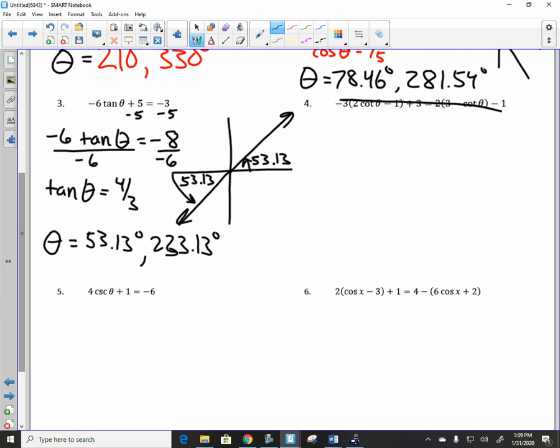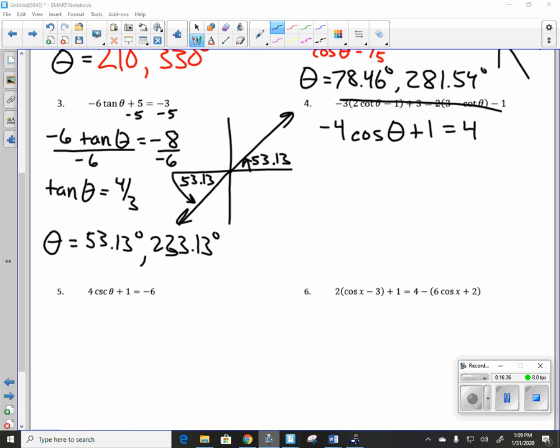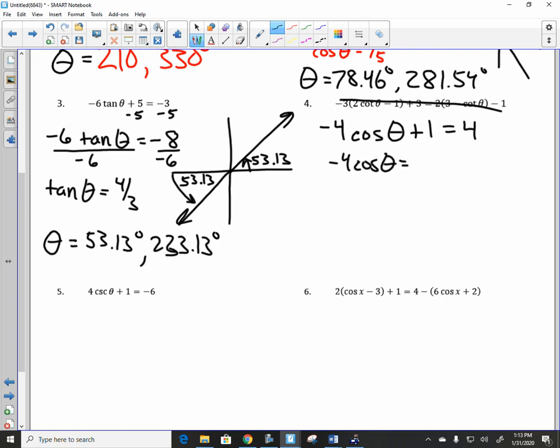You try this last one on your own. Go ahead. -4 cosine of theta plus 1 is equal to 4. See what you can do. Okay, what do I do first? Yep, so -4 cosine of theta is equal to what? 3. Divide by -4, and we've got cosine of theta is -3/4.